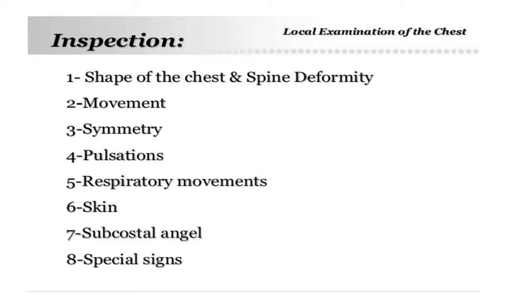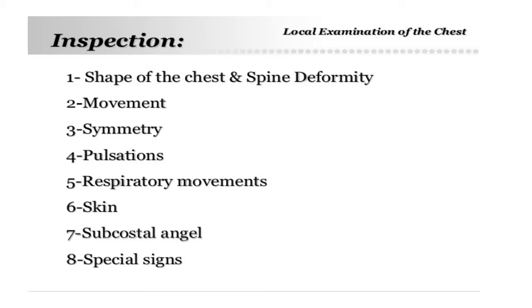Then check for any visible pulsation, like occurring in the superior vena cava obstruction. You can see visible veins. And then you have to check for the respiratory movements. In adult male, the movement is abdominothoracic. You should note it down.